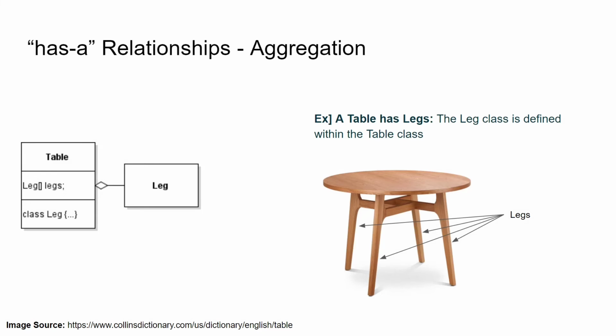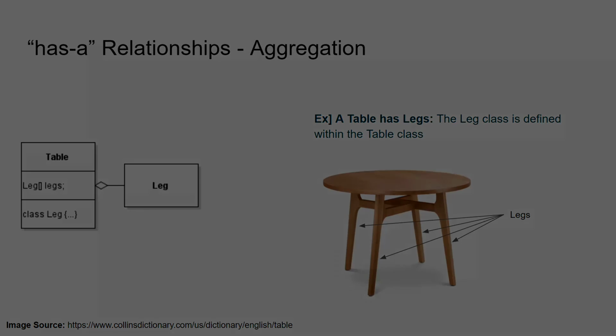For the has-a relationship of aggregation, I'm going to be presenting an example where we have a table with legs and also surface finish, but that's not included in this diagram. We have a little diagram on the right, and let's take a look at the example.